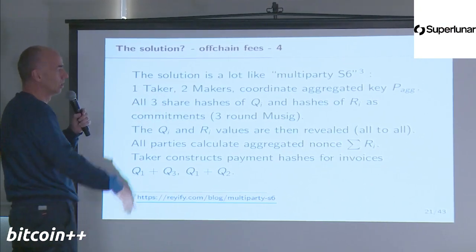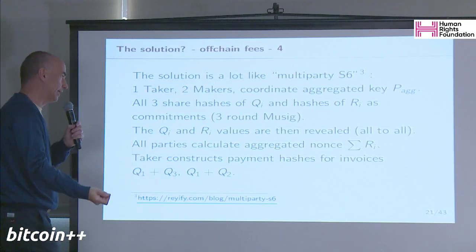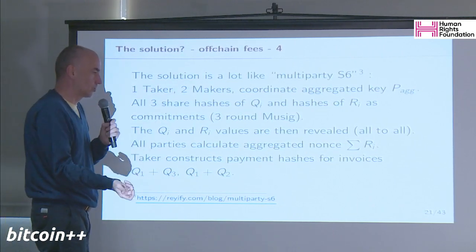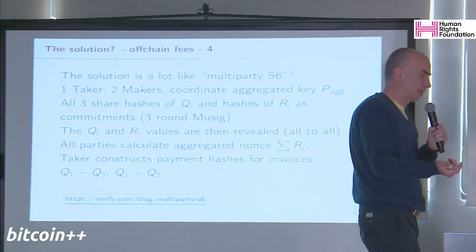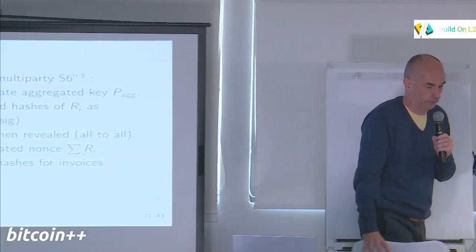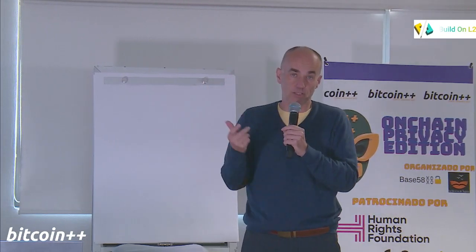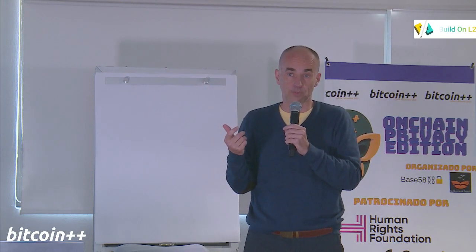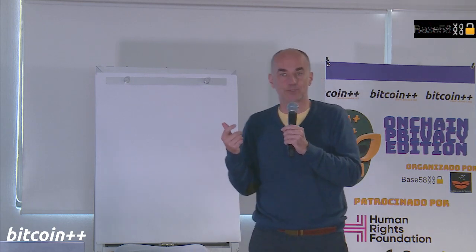Imagine two makers. We're going to make a three-of-three MuSig, with an aggregated P aggregate, and we each have our own nonce. We use three-round MuSig and not MuSig2, because it's a bit simpler to analyze in this case, but I think it would work the other way as well. Three-round MuSig: we send commitments to our nonce values in the first round. We're also going to send commitments to our adapter secret value.